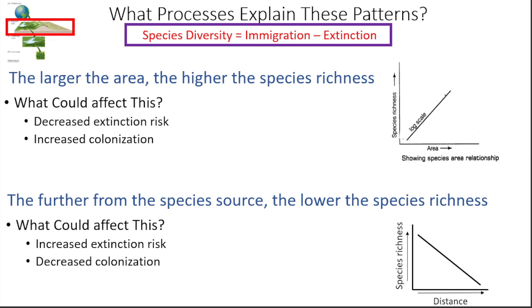And then we have graphs on the side here showing that on a scale from increased distance to species richness, there's a negative relationship. And on a scale from area size to species richness, there's a positive relationship.